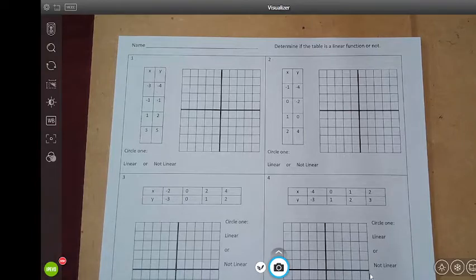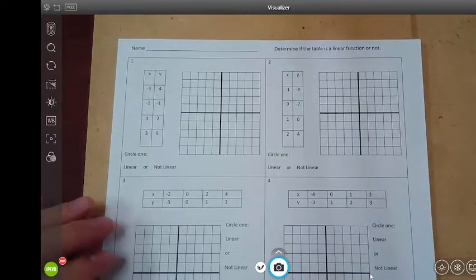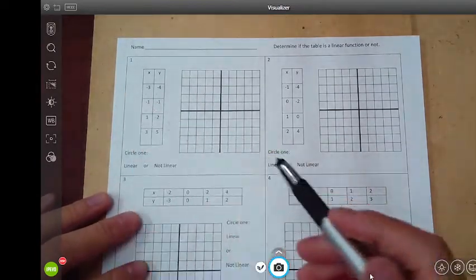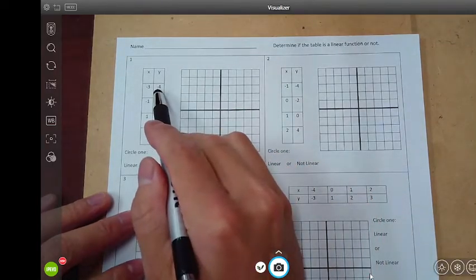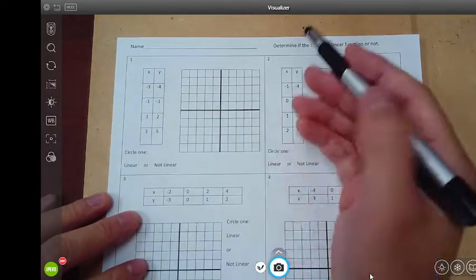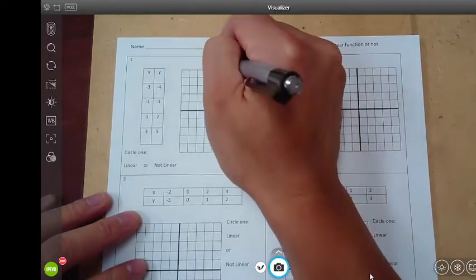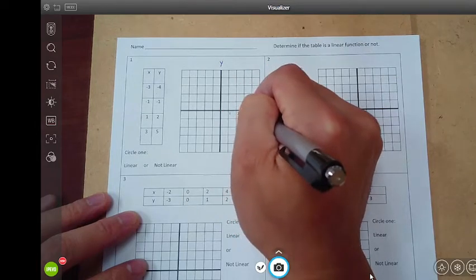Okay, so for these, you are determining if the table is a linear function or not. The best way to do this is just to go ahead and graph each of these points. So first one, x is -3 and y is -4. If you need to, you can label your x and your y. You can number them. Okay, I'll do it for this first one.